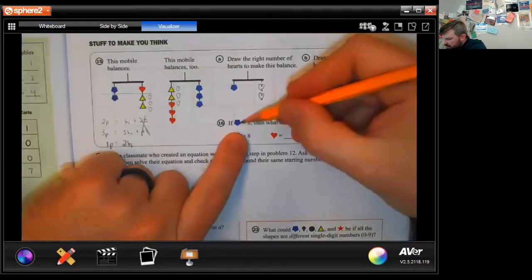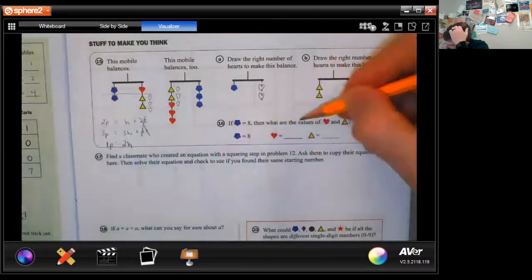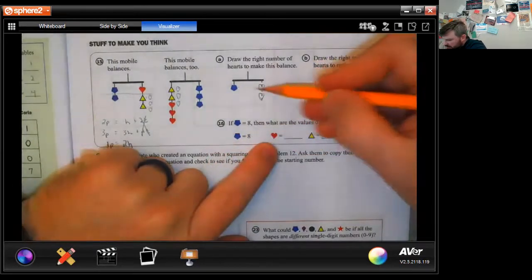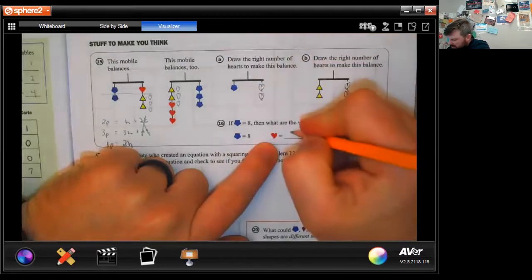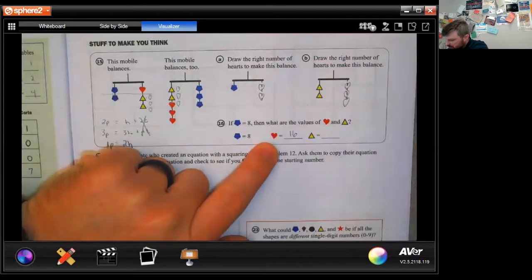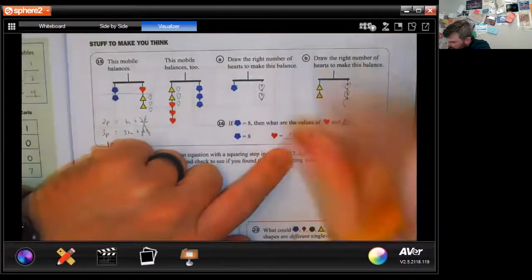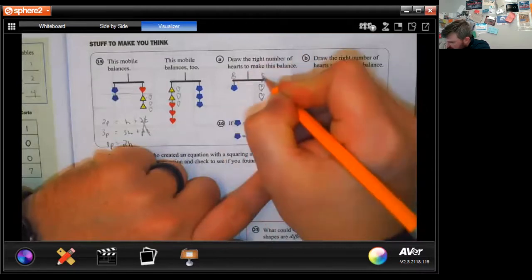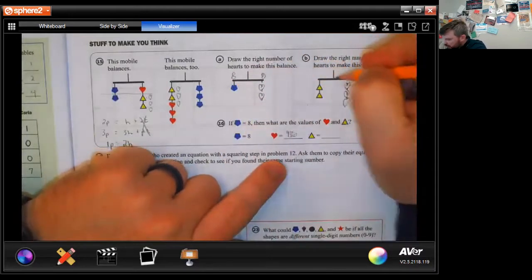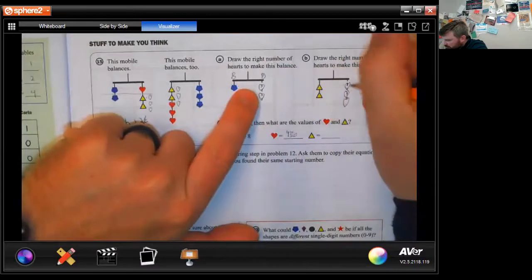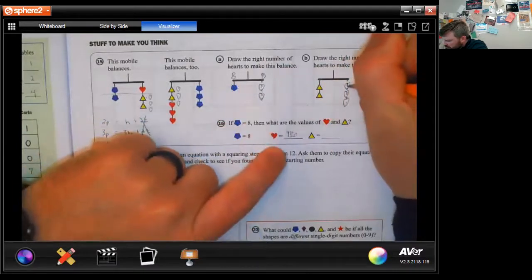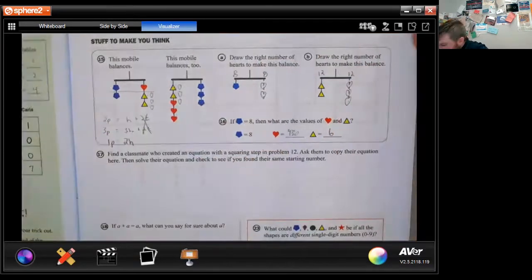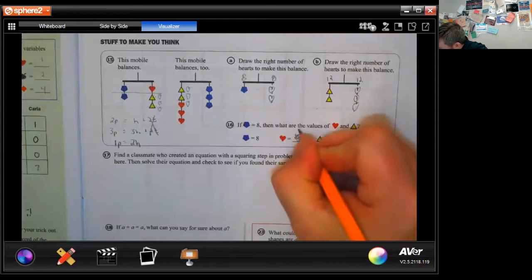If a pentagon equals 8, then what are the values of heart and triangle? A heart is half of this. So if this is 8, then a heart has to be 4. If each of these is 4, this is 4, 4, 4, this is 12, so triangle is 6. Sorry, that's hard to read. This is 4.